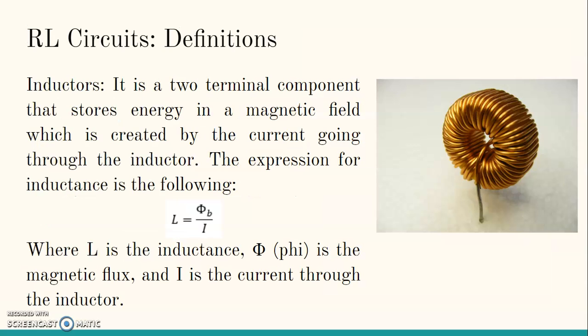Now for inductors, they are two-terminal components that store energy in a magnetic field, created by the current going through the inductor. The expression for inductance is L equals phi over I, where L is inductance, phi is the magnetic flux, which is the strength of the magnetic field, and I is the current.